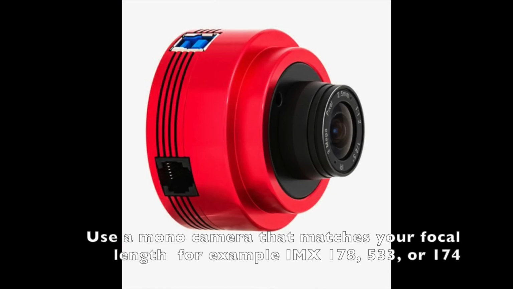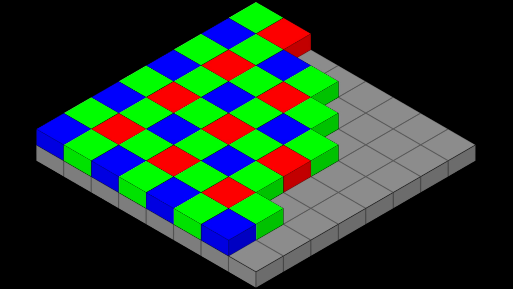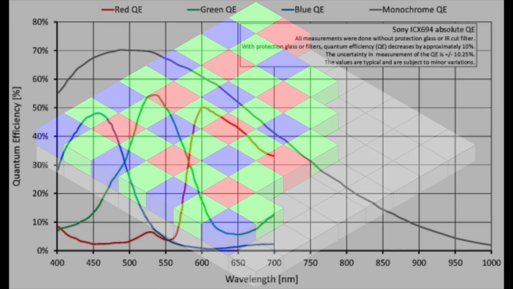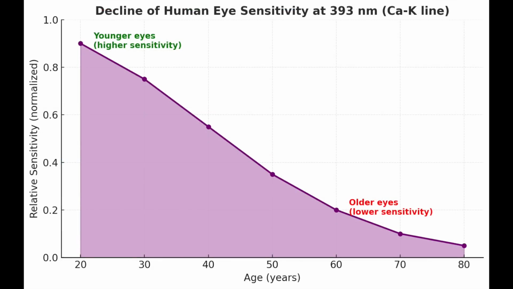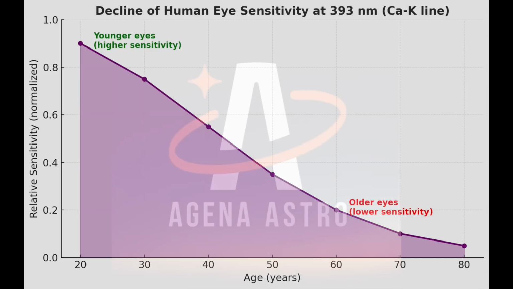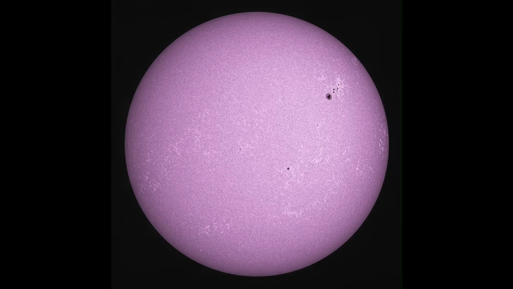For imaging, a mono camera is ideal. Color cameras use a Bayer matrix, and those blue-green microfilters transmit poorly at 393 nanometers. Mono sensors typically have better quantum efficiency in the near UV as well. Even with sufficient filtration, your eye simply isn't very sensitive at 393. That's why calcium K is primarily an imaging domain. Agena Astro provided me with this filter to evaluate, so shout out to them. I tested it with both a Lunt Herschel wedge and a separate objective filter.